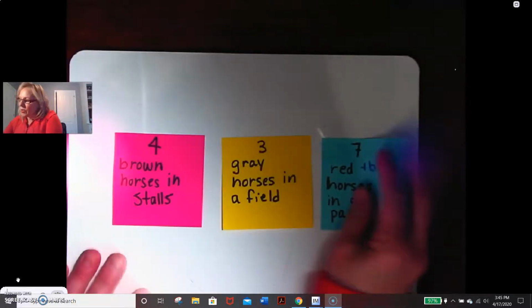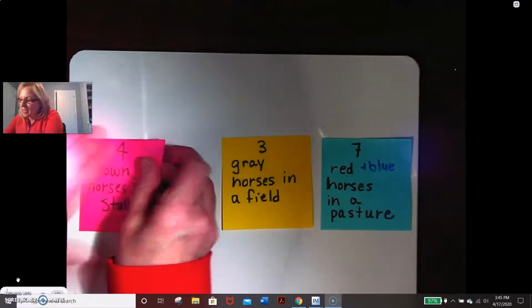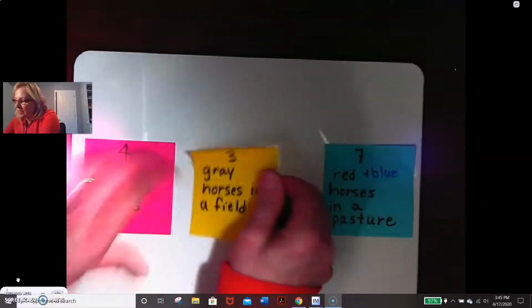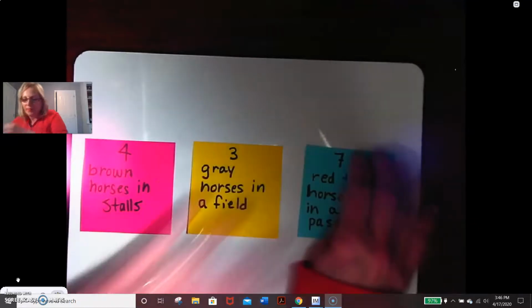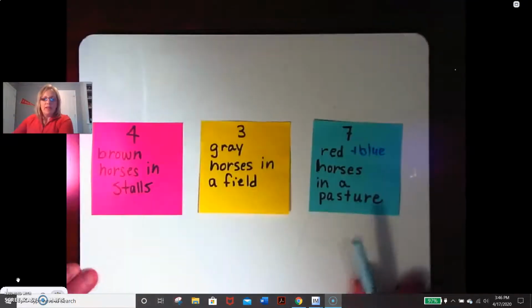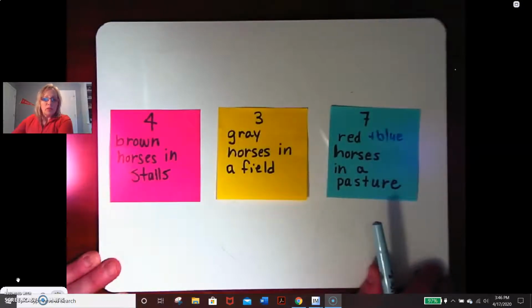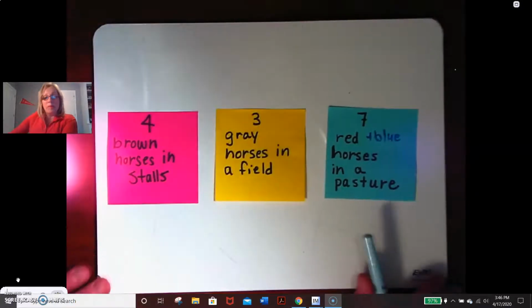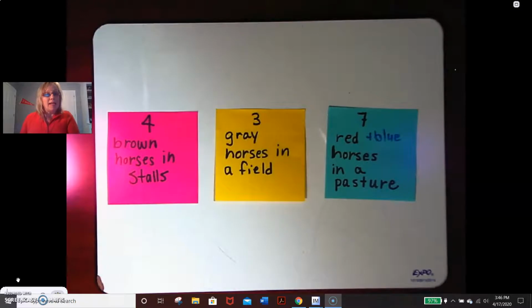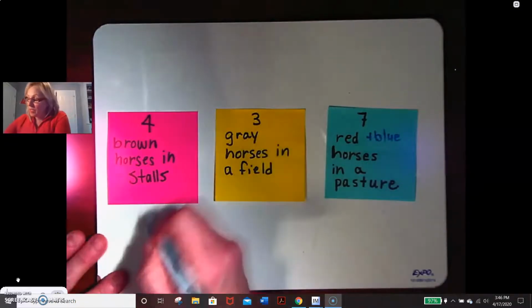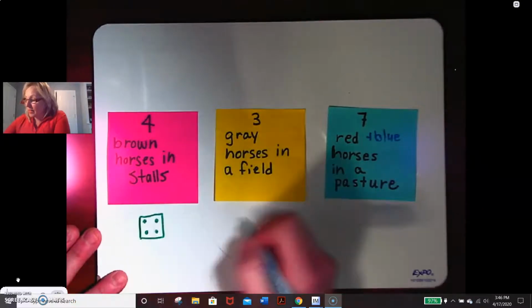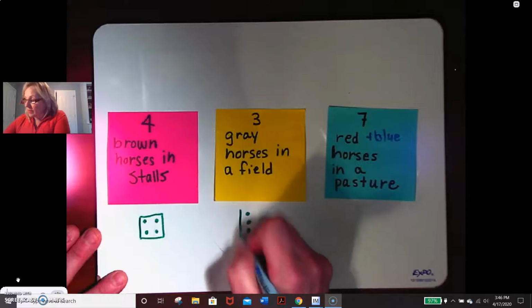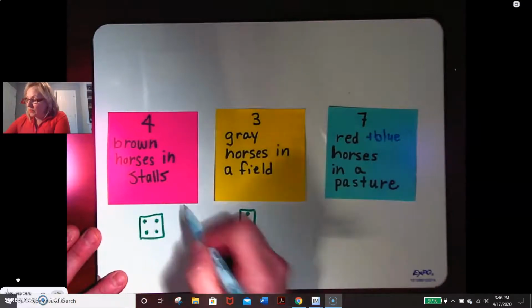Okay, so I had 4 brown horses in stalls. I had 3 gray horses in a field, and I had 7 red and blue horses in a pasture. So we might look at this and we might know what 4 plus 3 equals, or we might not remember. We might need to draw some manipulatives out to count it up, and that's okay. So maybe you need to draw them out and make your 4 there and your 3 here, to figure out that 4 plus 3 equals 7.